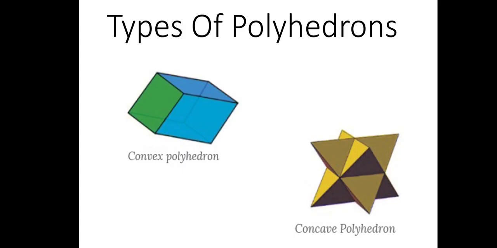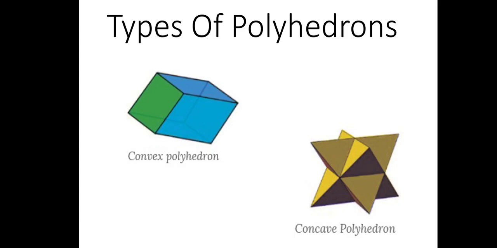Coming to the types of polyhedrons, we have studied about 4 basic types of polyhedrons: convex polyhedrons, concave polyhedrons, regular polyhedrons and irregular polyhedrons. These are the 2 figures of convex polyhedron and concave polyhedron. Let us see or revise what do you mean by convex polyhedrons. Polyhedrons that are made up of convex polygons are called convex polyhedrons.